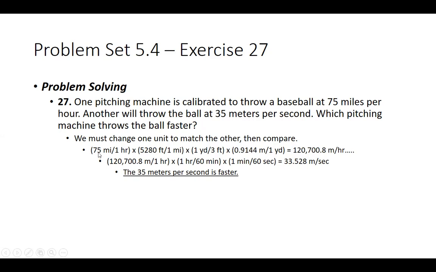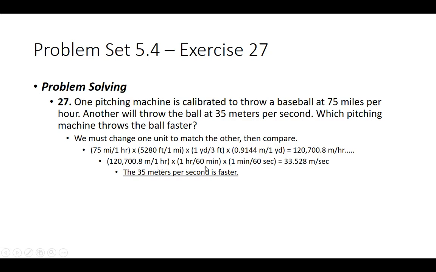Doing the math here, we have 75 divided by 1 times 5,280 divided by 1 times 1 divided by 3 times 0.9144 divided by 1. That gives us 120,700.8 meters per hour. We need meters per second. So we need to convert hours on the bottom to seconds on the bottom. We start with our 120,700.8 meters over 1 hour.